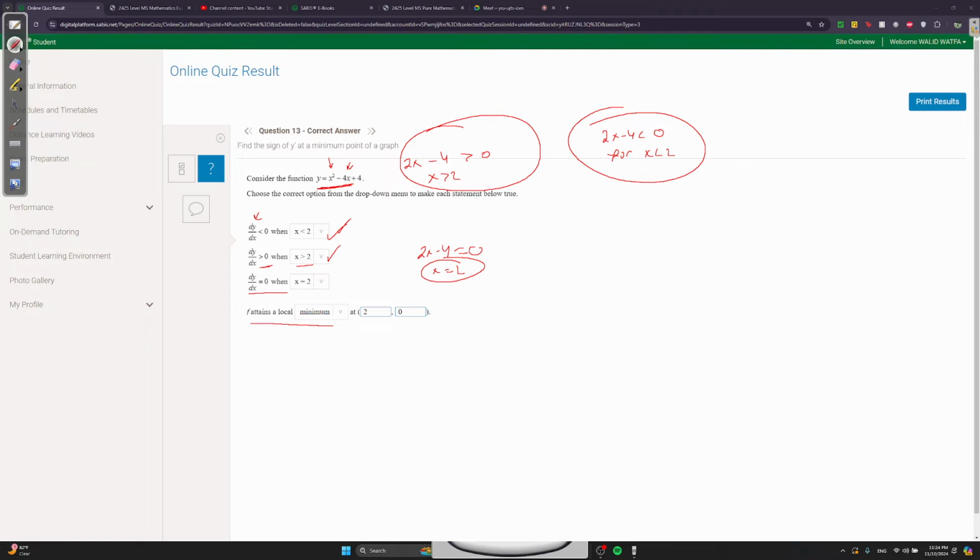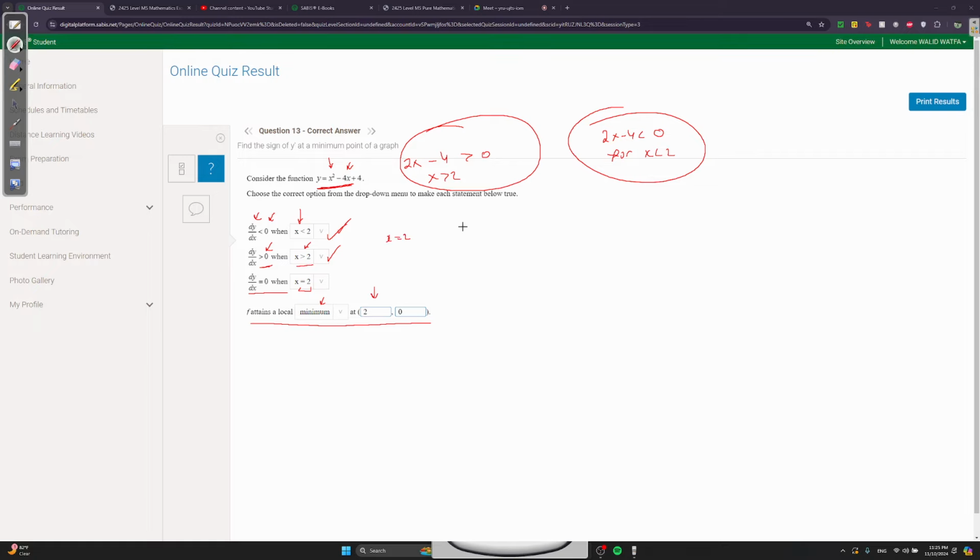Okay, f attains a local what at what? If you want a trick, whenever you have less than, then greater than, that means this point is a minimum, by the way. That's like a rule. But if you want to make sure, 2x minus 4 is our dy over dx. When you equate your dy over dx to 0, you get x equals 2, so 2 is a stationary point. We need to know if it's a minimum or maximum.